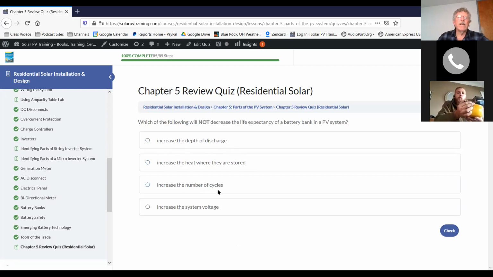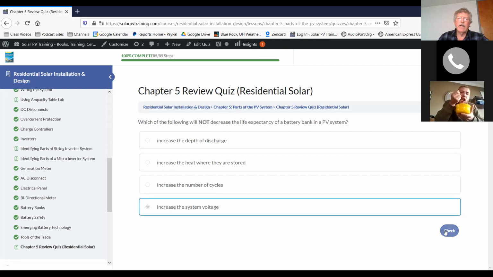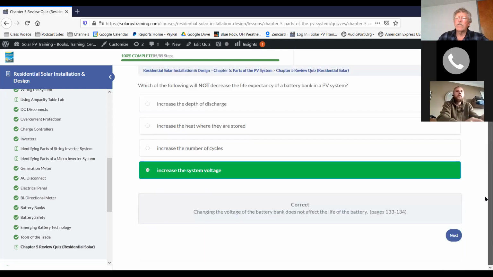Increase the number of cycles. Well, the more you use it, the less long it's going to last. So all 3 of those decrease the life expectancy. Increasing the system voltage has no effect, whether it's a 12-volt battery bank or a 48-volt battery bank. That's not going to affect how long the system lasts. So that's the correct answer there.